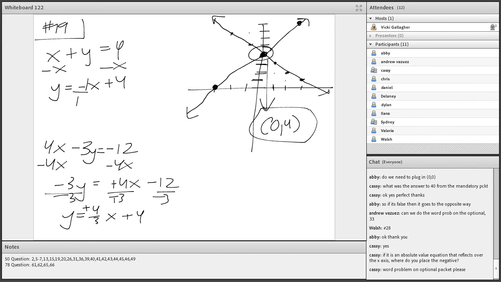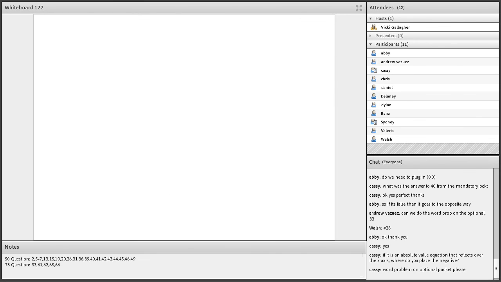Okay, yes, so it looks like the next thing that we've not done yet would be number 33 from the optional. And then I do see number 28 from the mandatory. So we'll do 33 and then 28. Make sure I'm looking at the right packet.